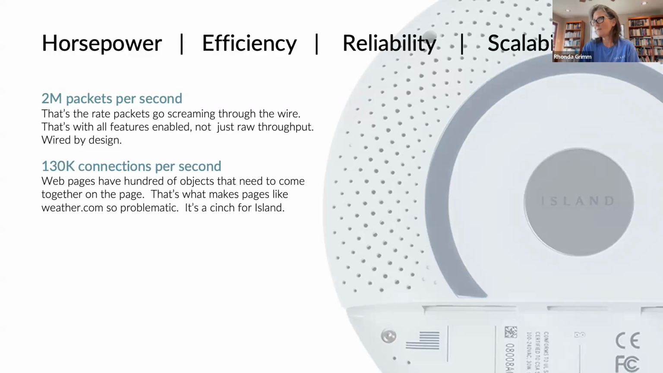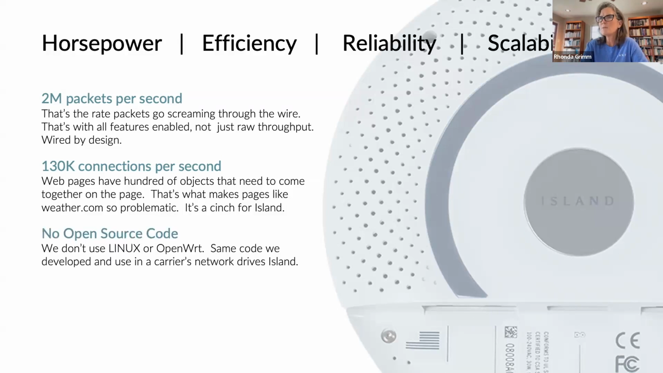So what does that mean? Well, web pages like weather.com are so complex, they have ads and all this stuff coming in from a whole bunch of different servers. All those connections, you've got to be fast. And that's why some of these web pages take so long to load. But we are able to accommodate that at 130,000 connections per second. Most routers don't even publish these numbers.